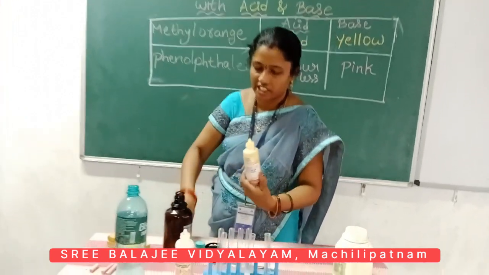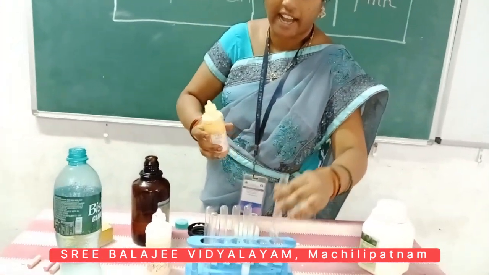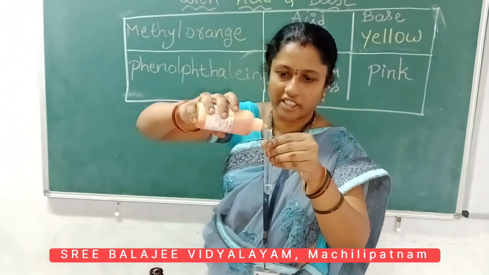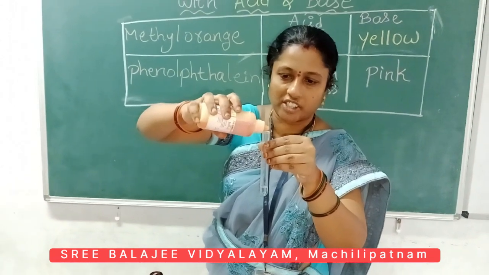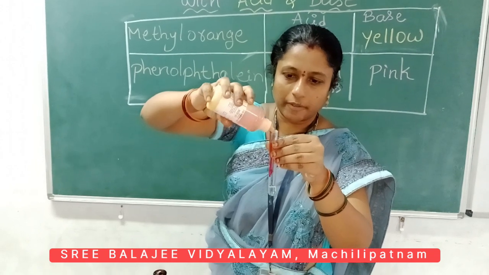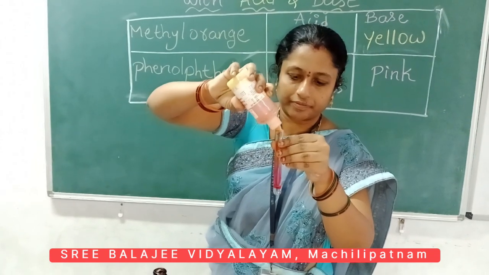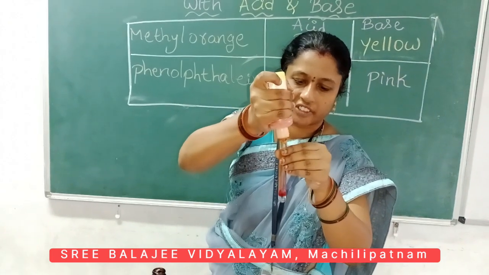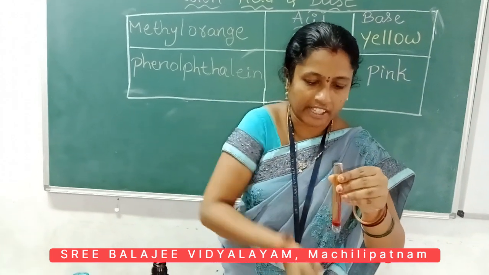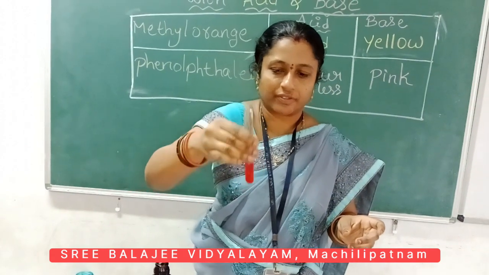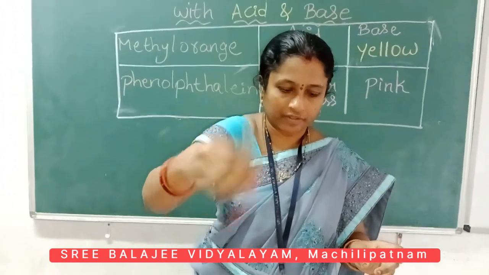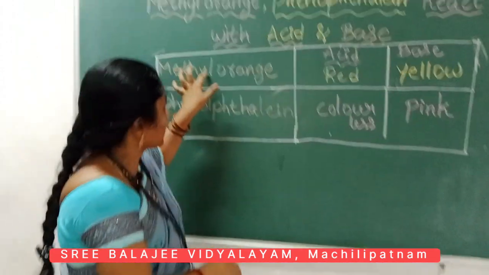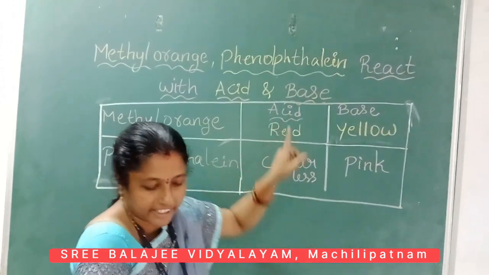This methyl orange indicator reacts with acid. Which color do we observe? What is the color of methyl orange when it reacts with acid? It is red in color. Once you observe, methyl orange reacts with acid, red in color.